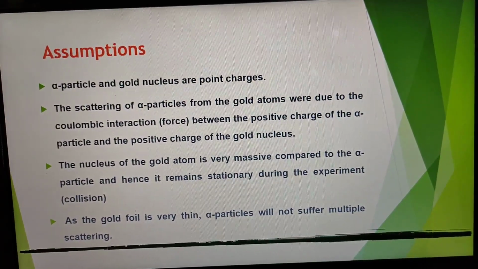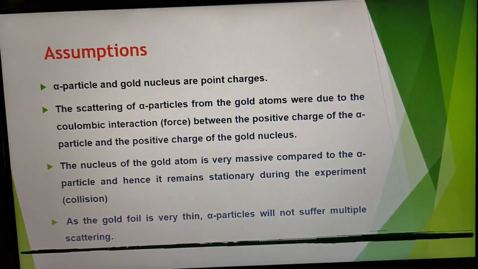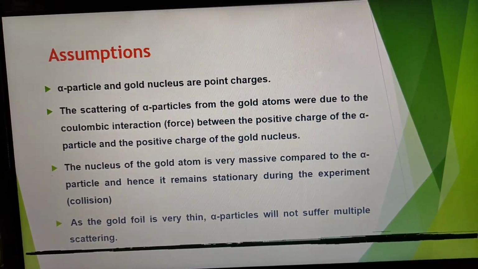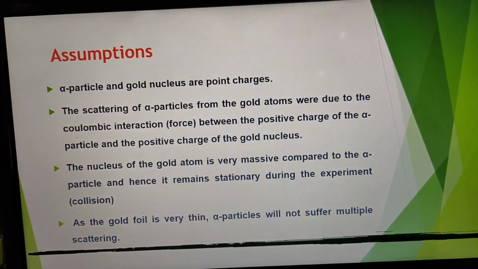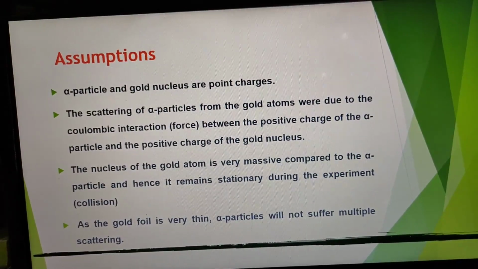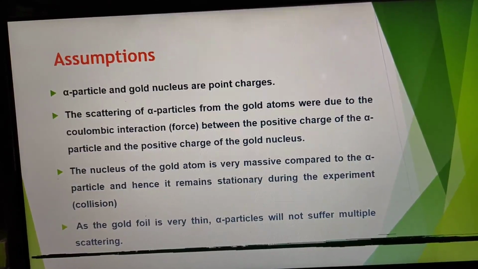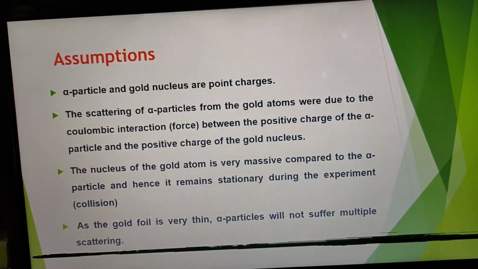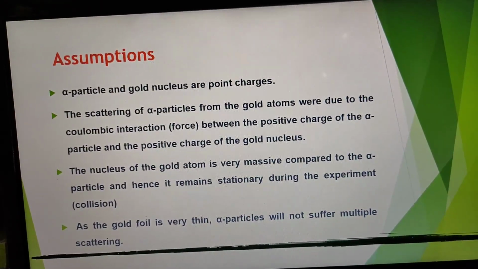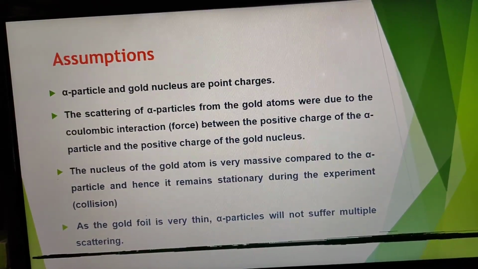And the fourth point is, as the gold foil is very thin, alpha particles will not suffer multiple scattering. So the gold foil which we have taken is very thin. So one alpha particle will be incident on one atom and it will get scattered. It will not collide with another atom, and multiple scattering is not happening. So these are the main assumptions made by Rutherford to develop his theory.